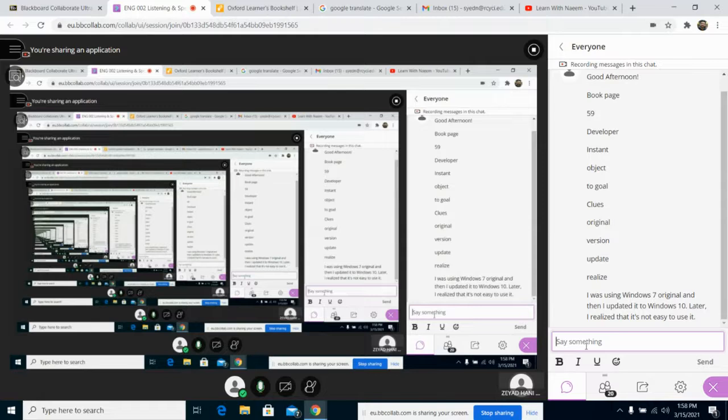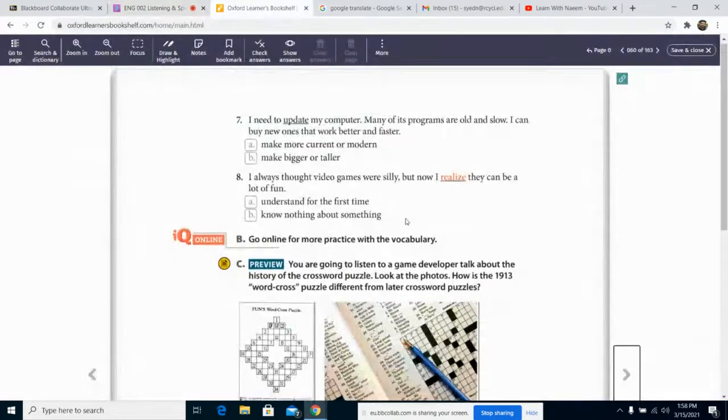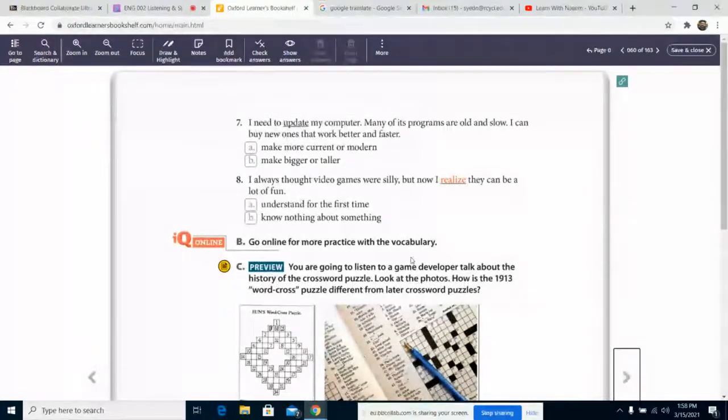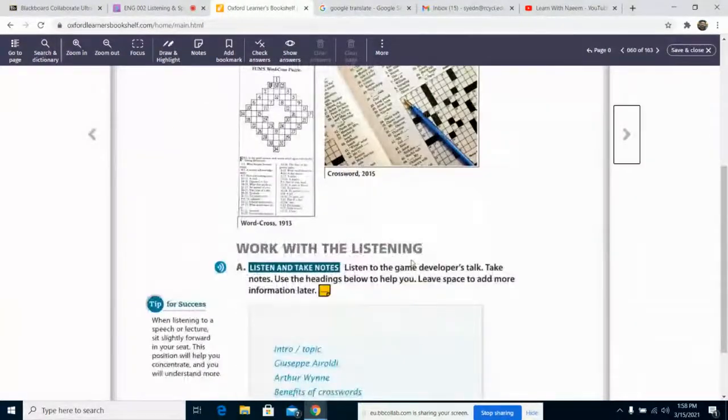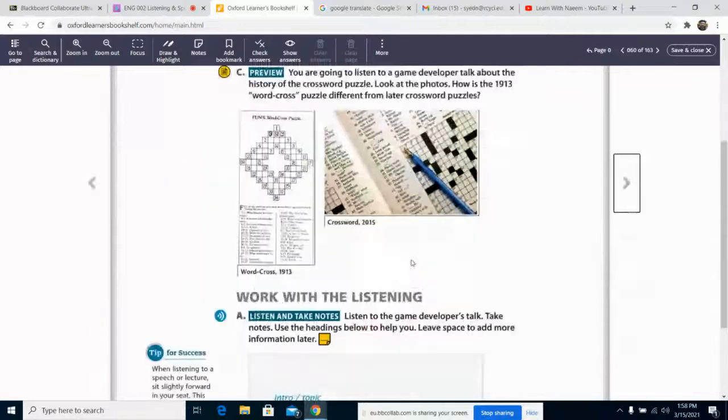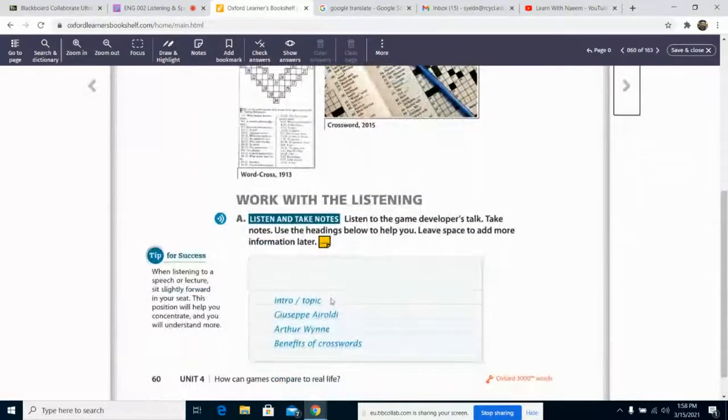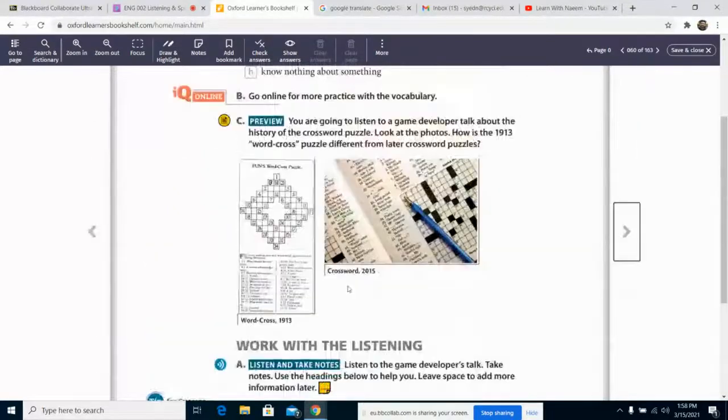I think I didn't use the word version. I was using Windows 7 original version, and then I updated it to Windows 10. Okay, good. So these are some of the words which you have already learned before. Now it is the time for you to be ready to listen and take notes.